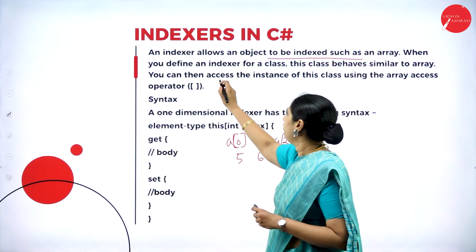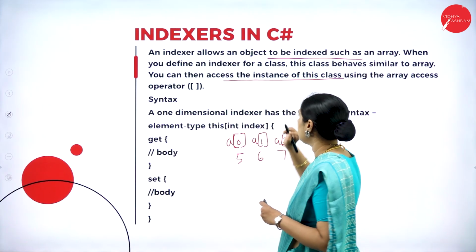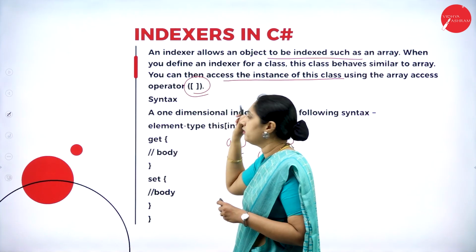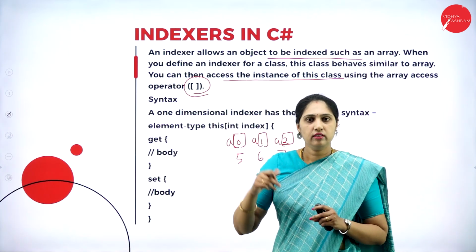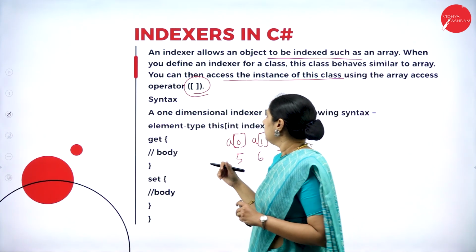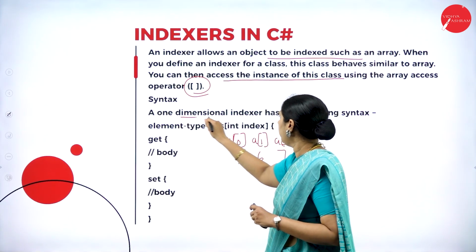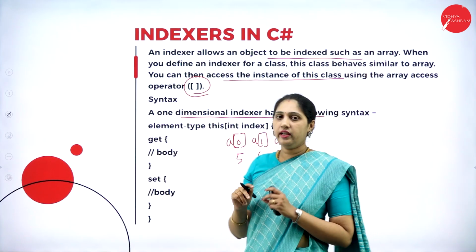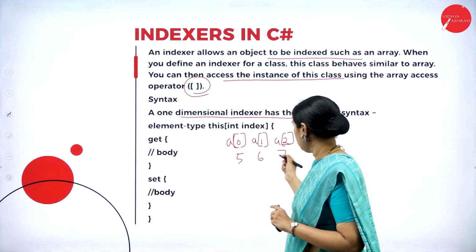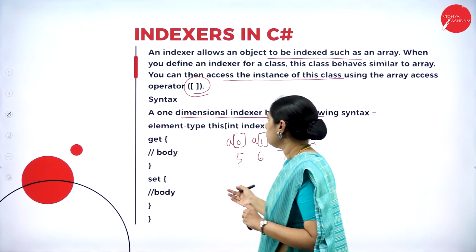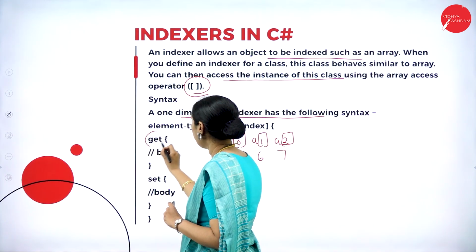So how to define? We can access the instance of the class using the square brackets. So indexers are applied to where? To the object. So what is the syntax? One dimension index. If I take one dimension index, this is all one dimension, only one row. So how is it used? For example, if I say get, what is get here?